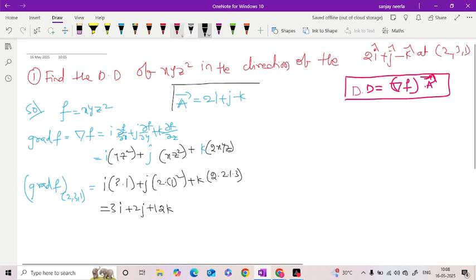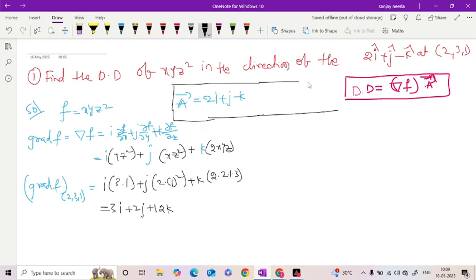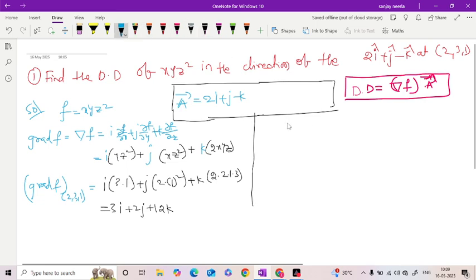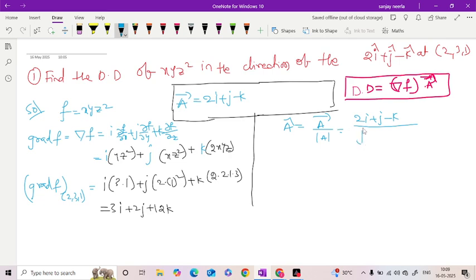But what is our question? Directional derivatives. So first of all you have to find the unit vector. Already we know a, but we want a cap. a cap is equal to a by its length. For 2i plus j minus k, the length is under root of 2 square plus 1 square plus minus 1 square. That means we get 1 by root 6 of 2i plus j minus k.